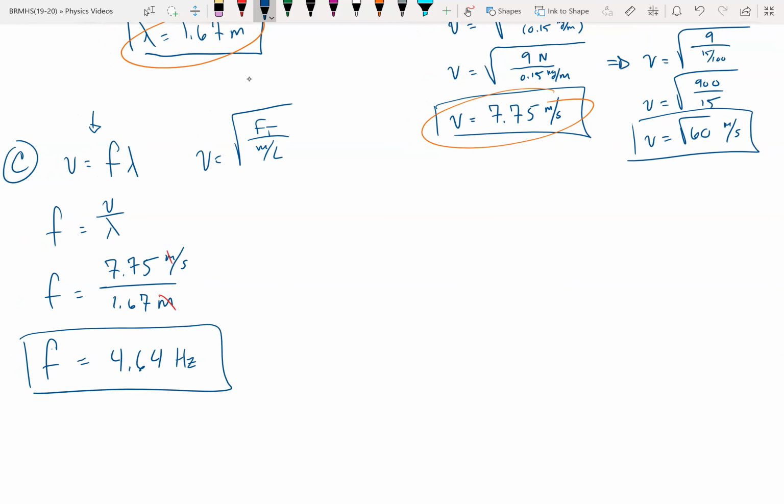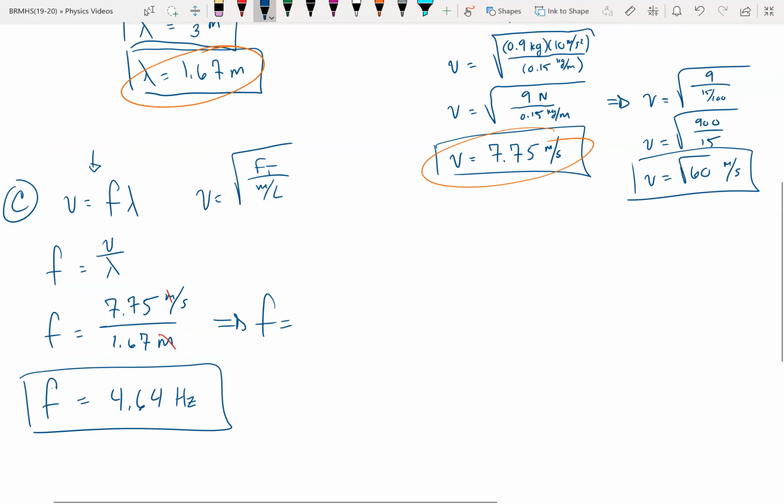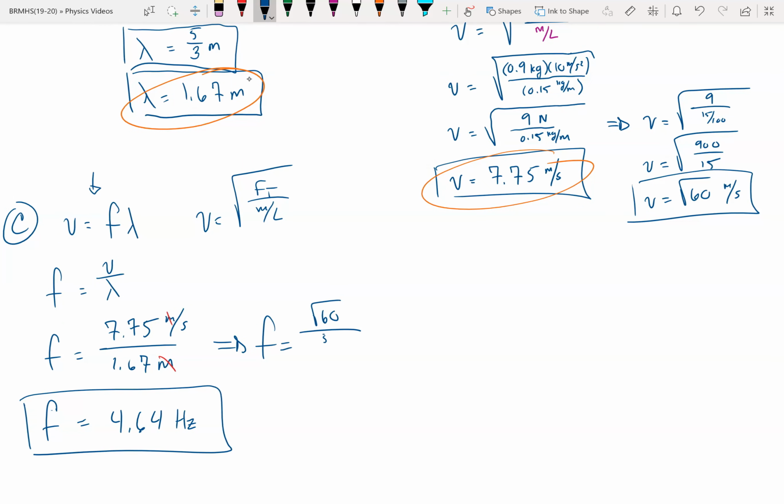No problemo. If we wanted to do that with our fractions, we can do that as well. Our velocity was the square root of 60 meters per second divided by a wavelength of 5/3.